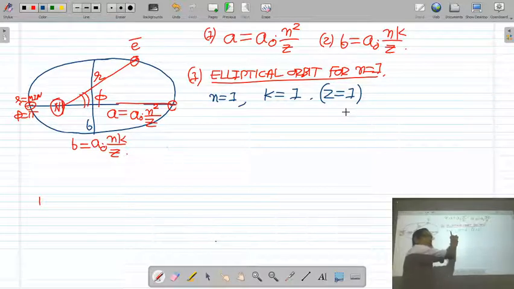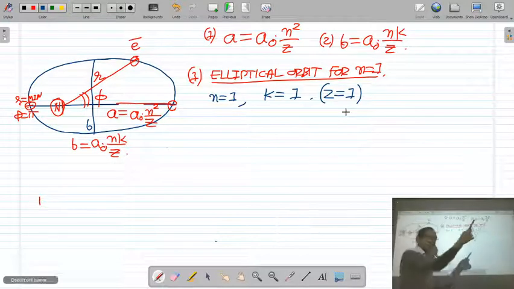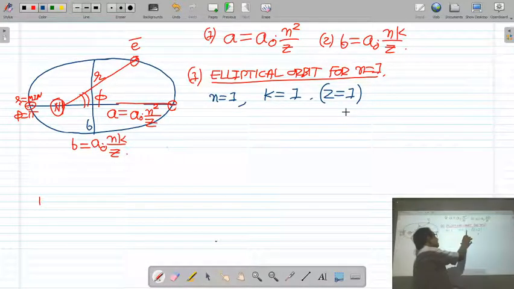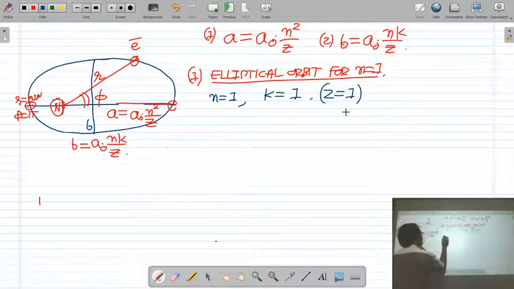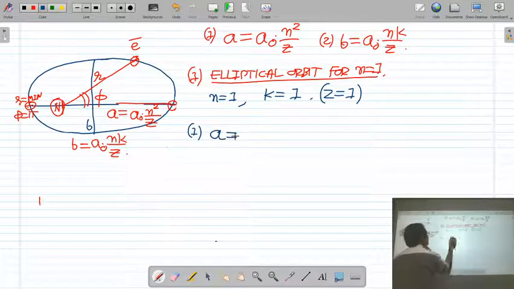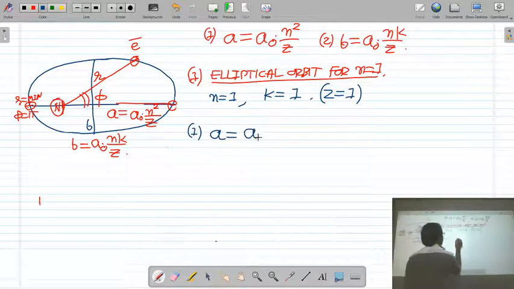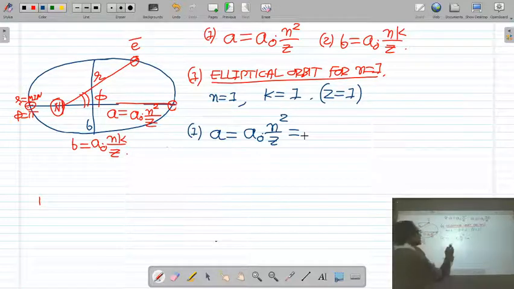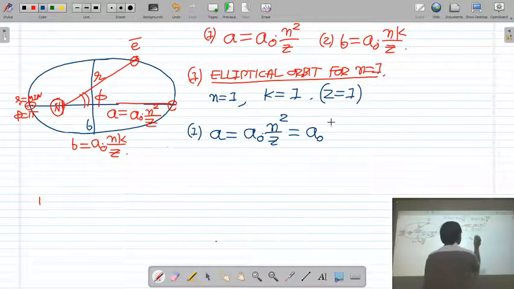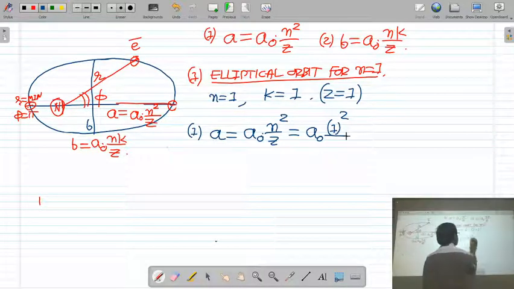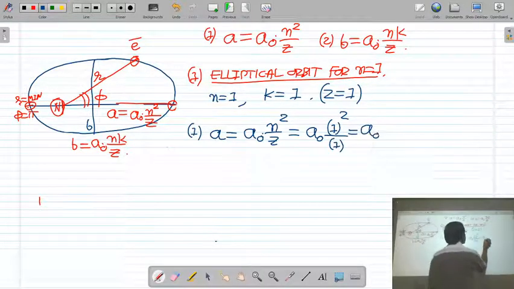For n is equal to 1, k has one value, that is 1, and for hydrogen, Z is equal to 1. So from these two equations, let us determine the semi-major axis and the semi-minor axis of the ellipse. Number one, the semi-major axis of the ellipse is a0 n square upon Z. a0 is the Bohr radius, which is equal to n square h square upon 4 pi square m e square. Here n is 1, and for hydrogen Z is 1. So the value of the semi-major axis comes a0.